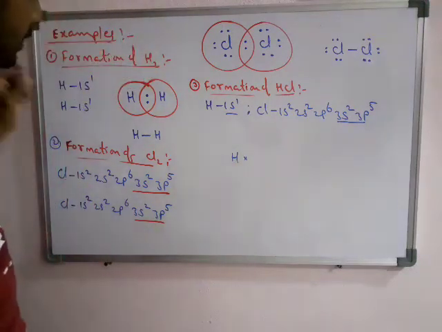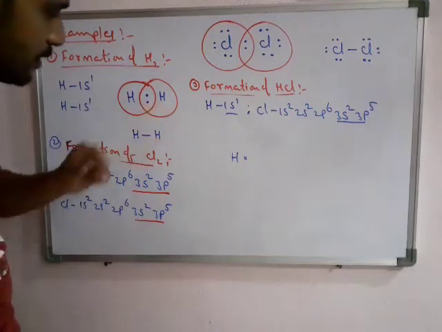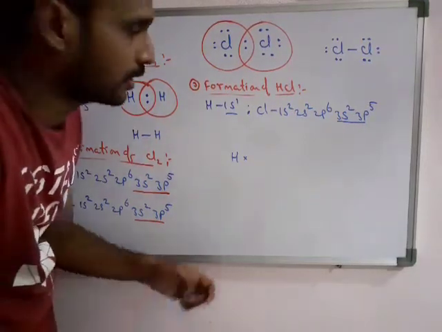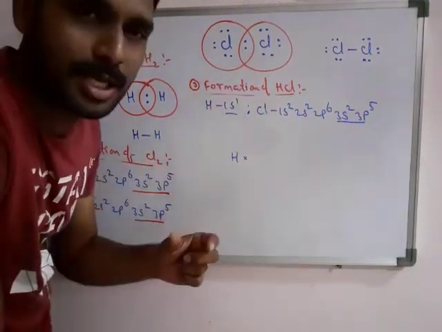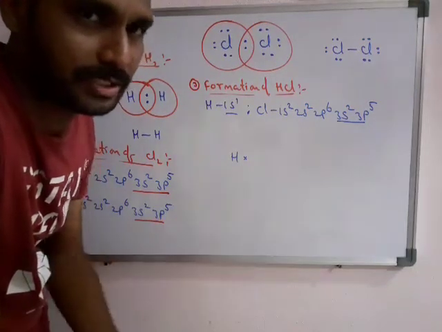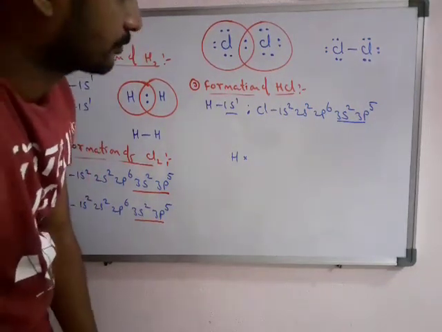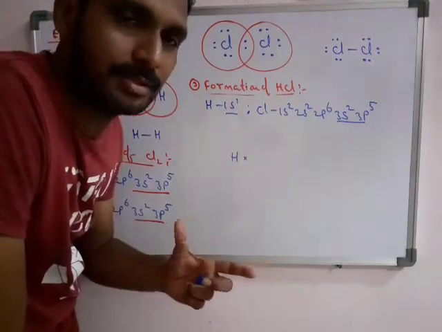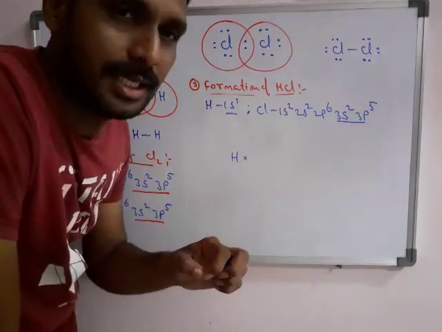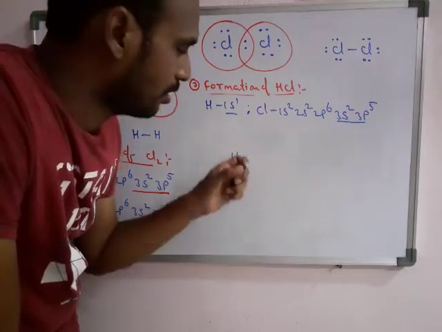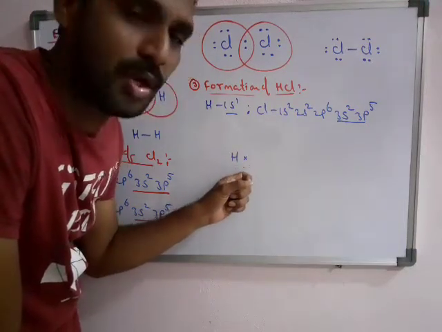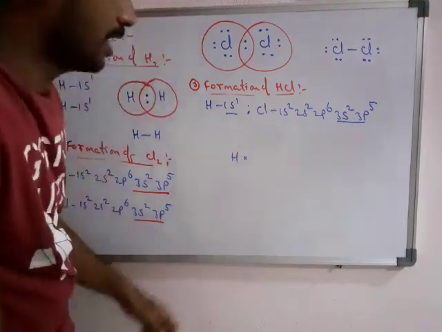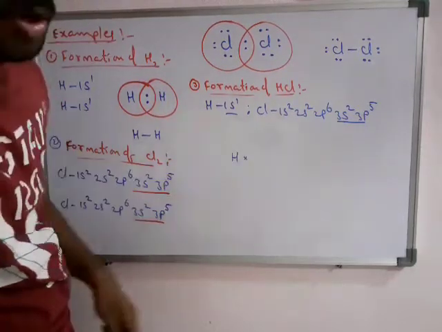Here we are taking two different atoms. That's why we are taking different symbols for the electrons of different atoms. Until now, for the same atoms, H and H, Cl and Cl, we used the same symbol for electrons. Let's take a cross for H and dots for the others.